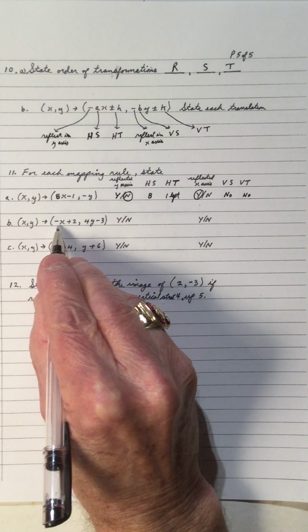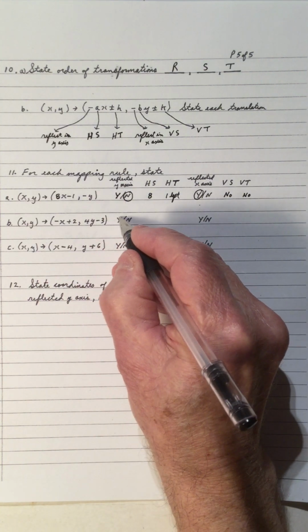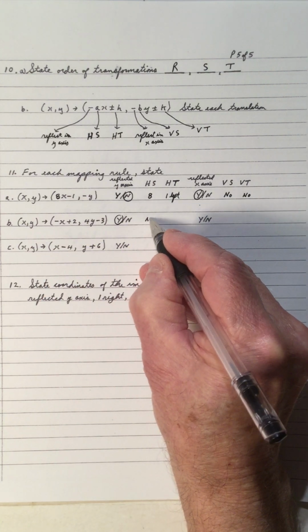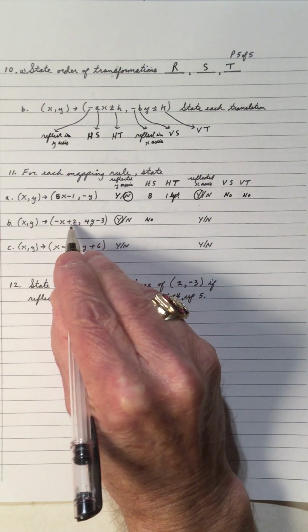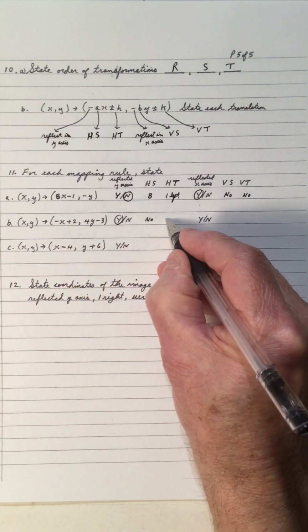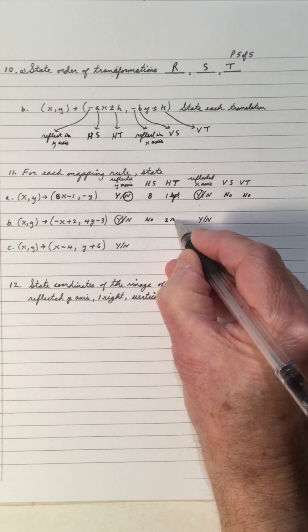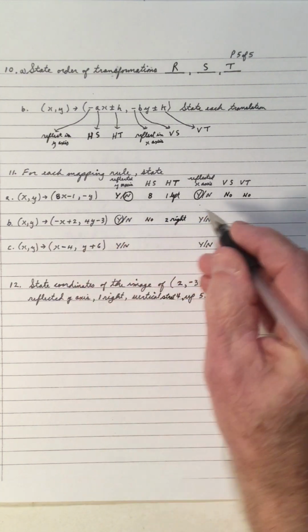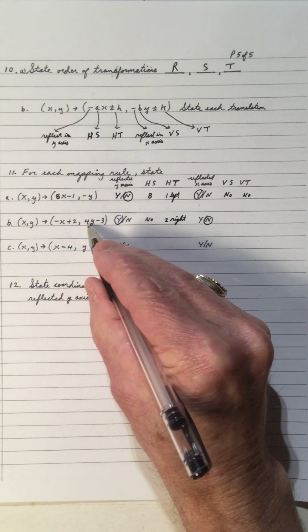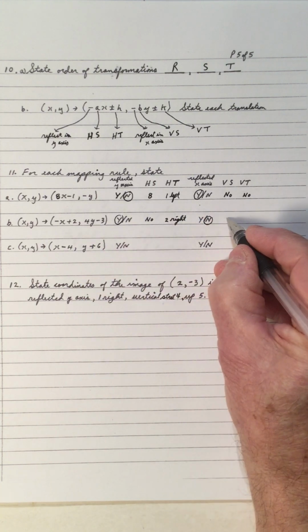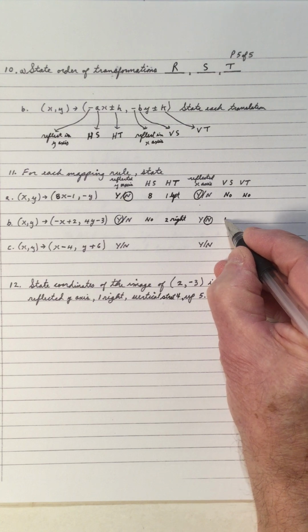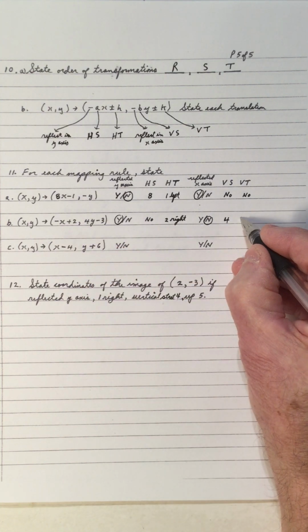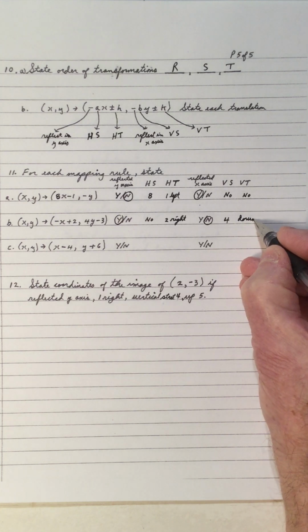So this one, again, we've got a negative here, so it's reflected. The answer is yes, because the x is negative. And the horizontal stretch is no, because you only have a 1. And it's plus 2, so the horizontal translation is 2 right. This is positive, so it's a no, only if it's negative. And that's a vertical stretch of 4. We've got a vertical translation of down, because it's negative. It's down 3.